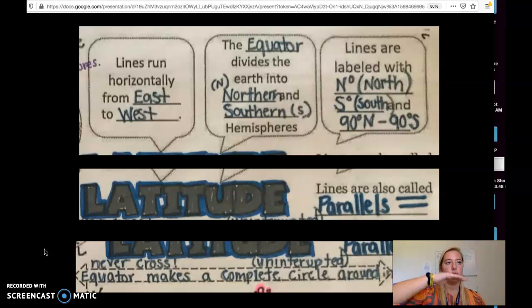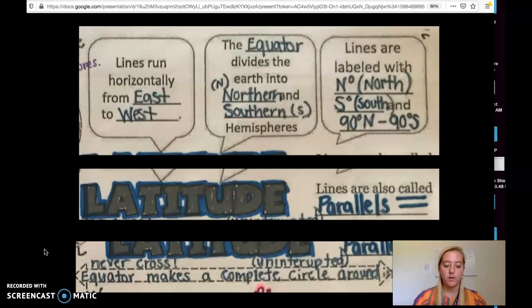So 0, 10, 20 degrees north, 30 degrees north, 40 degrees north, all the way up to 90. Or 0 degrees south, or 10 degrees south, 20 degrees south, 30 degrees south, all the way down to 90 degrees south, which is at the southern pole. So those are our lines of latitude.